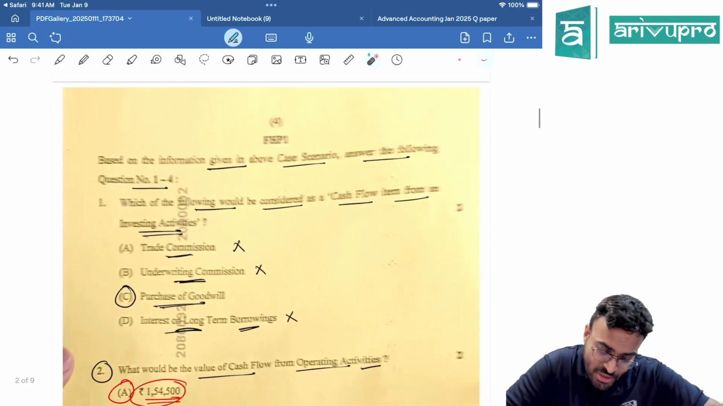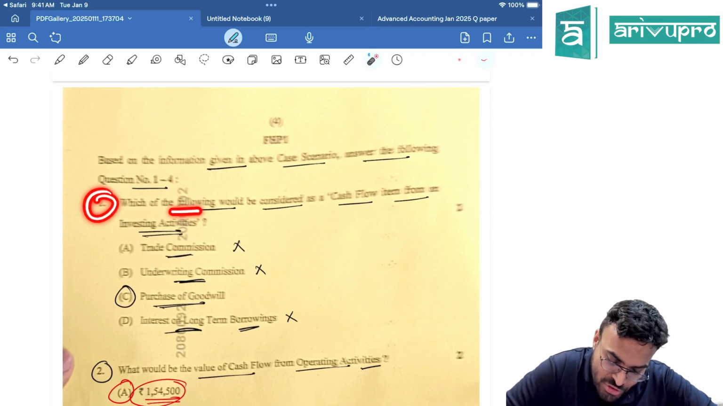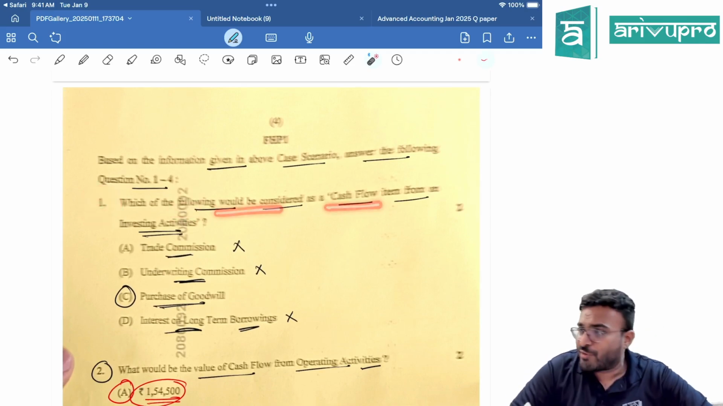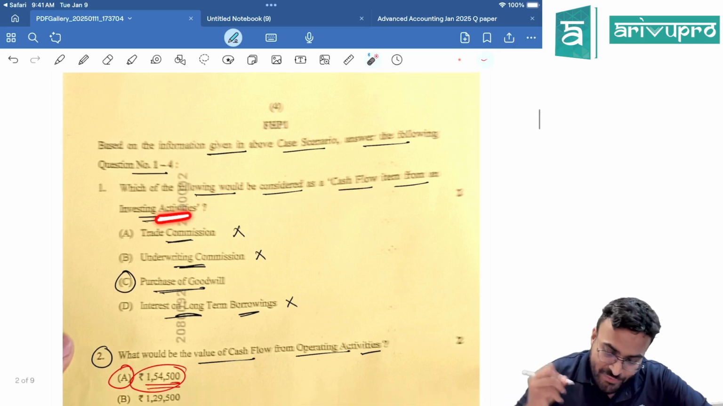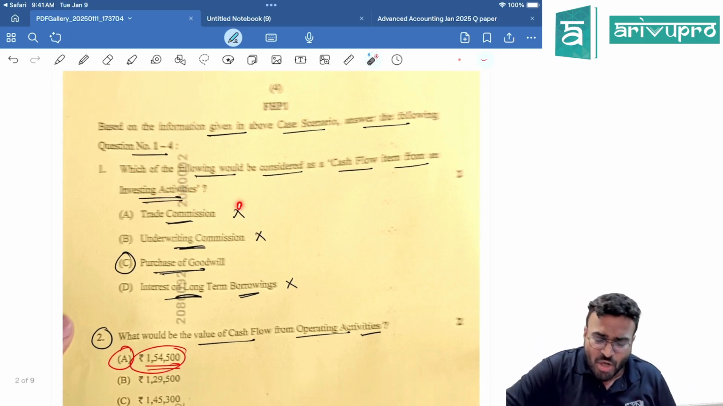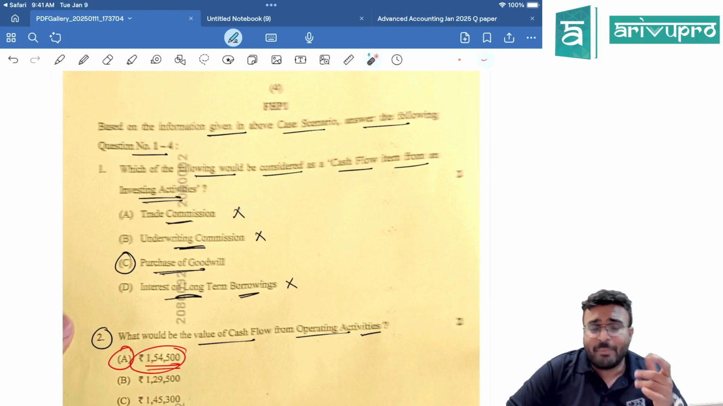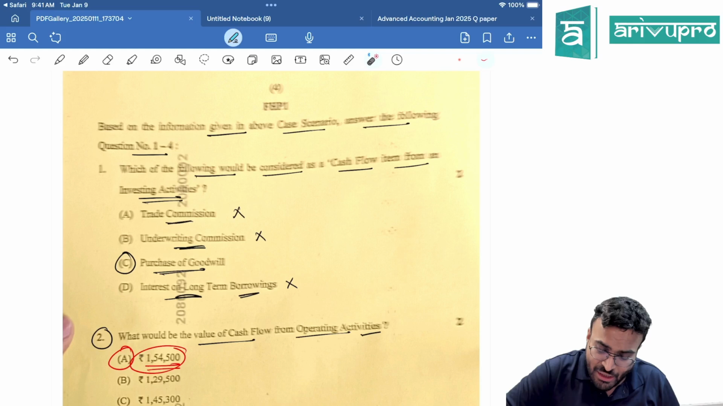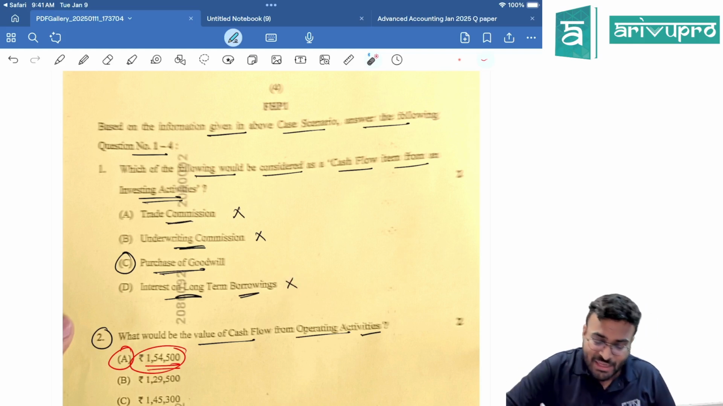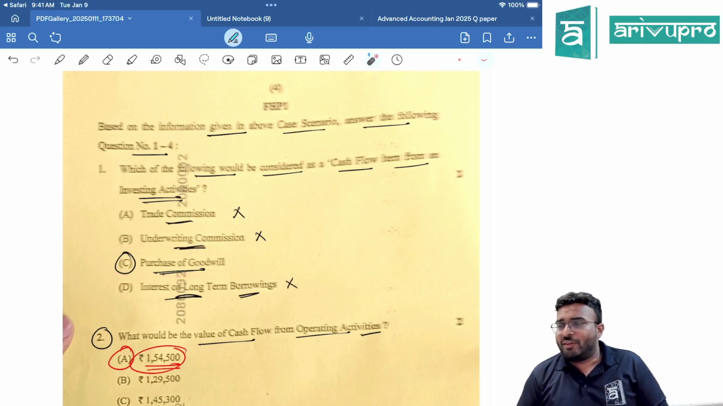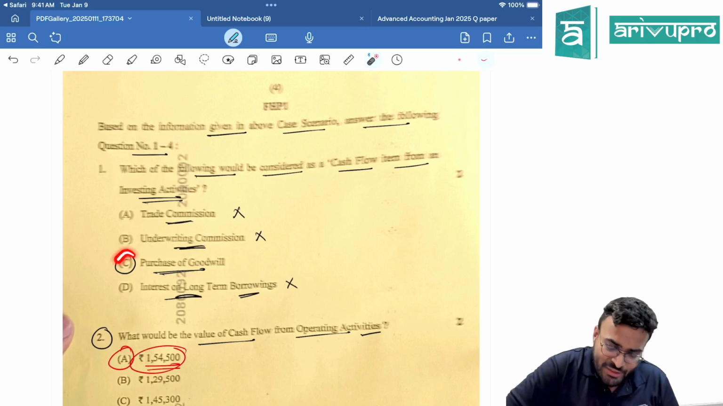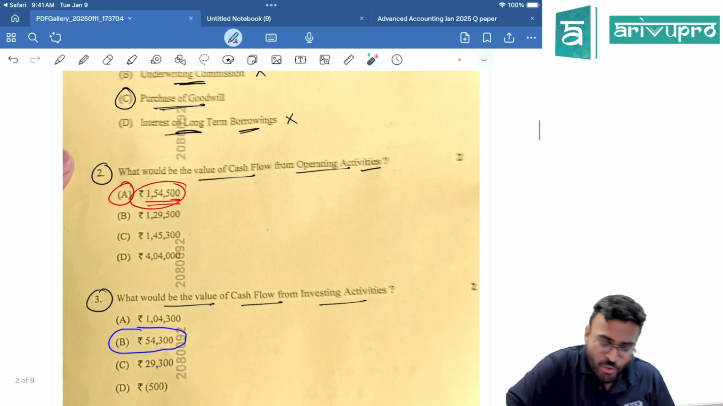First question you can see over here. Which of the following would be considered as cash flow item from investing activity? Trade commission is obviously operating activity. Underwriting commission is also financing activity. Interest on long-term borrowing is financing activity. Purchase of goodwill will be your investing activity. That is your option C. Let's go into question number 2.